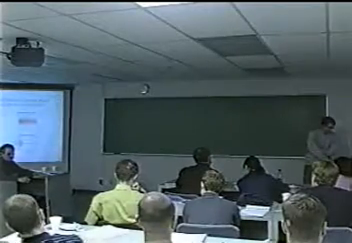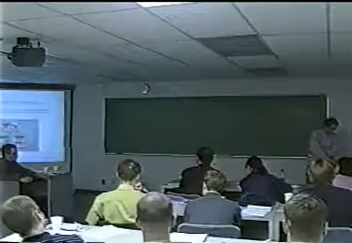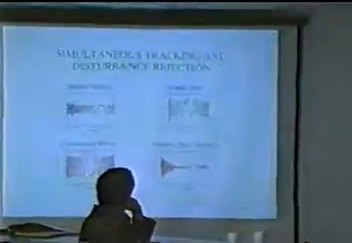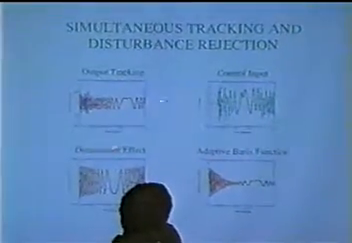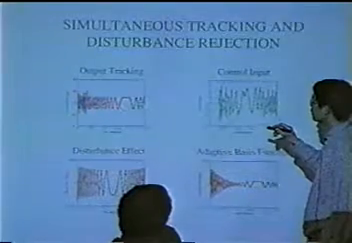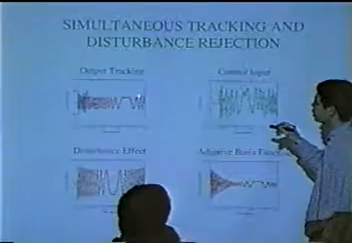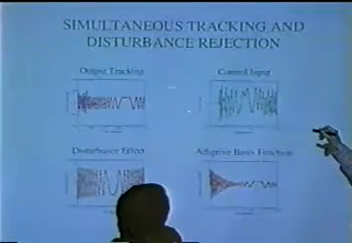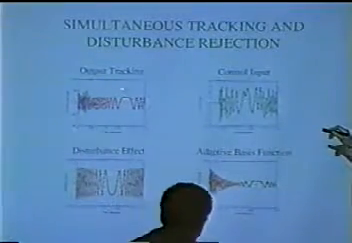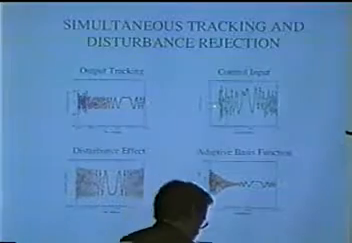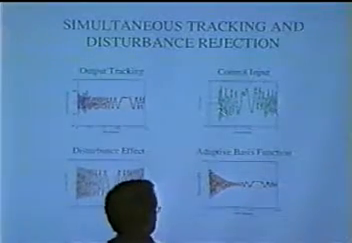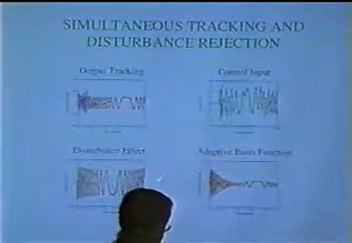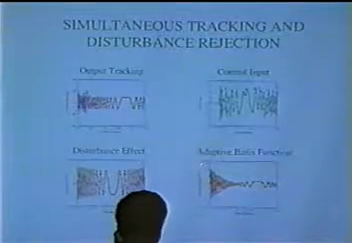Okay, so that's an example, and now we can do this for tracking as well. So in this example, we track. This is the output function we want to track. That's a signal we want to track, so it's not a periodic signal. And the control that needs to track that is given here. The disturbance effect is here, and then the adaptive basis function is here.